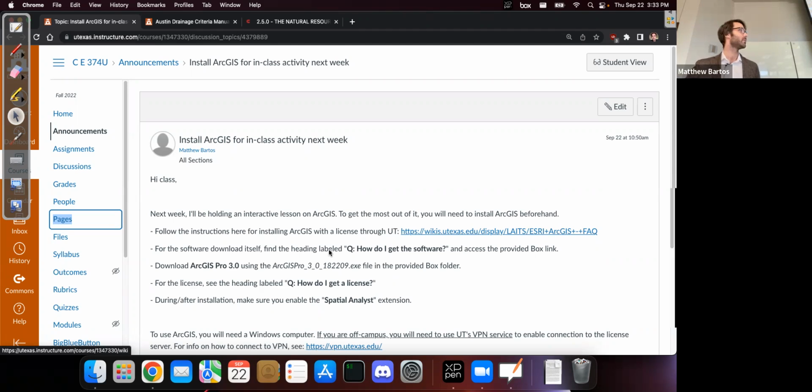Any questions about ArcGIS installation? Okay, so just make sure you do this before class on Tuesday. If you have any issues with installing ArcGIS, come see me and I will help you out, okay? Great. Also note, sometimes there's some confusion about this. If you're off campus, you will need to use UT's VPN to use ArcGIS because you need to connect to the licensed server. So just keep that in mind. If you're off campus, ArcGIS will require you to log in with a VPN so that you're on UT's network.